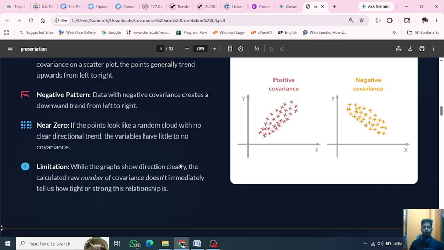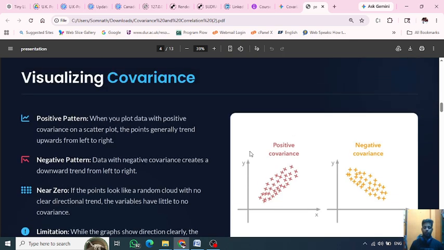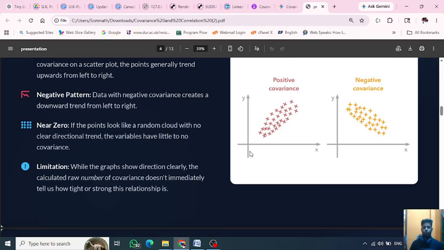So let me come to the limitation. From the graph you clearly see the relation, but you cannot understand how tight or strong the relationship is. Because if you calculate the raw number, I mean, if you find out the covariance of two variables, you cannot understand how strongly they are related.